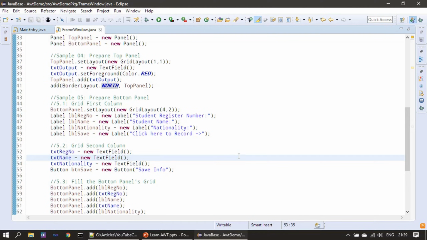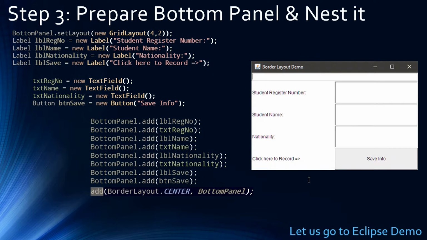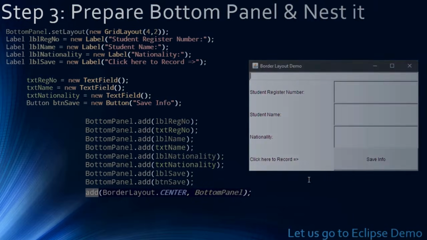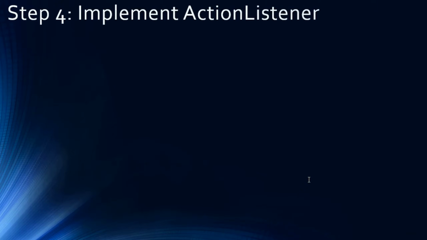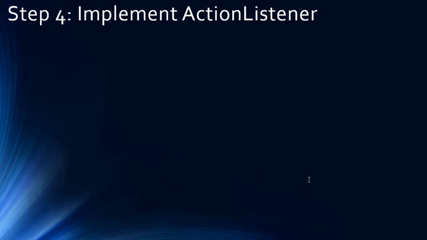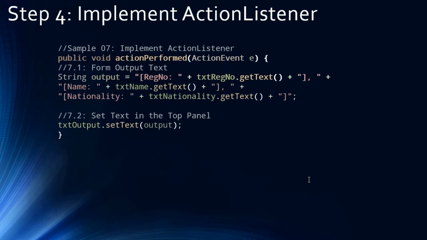Final step. So the frame window is ready. Now what we have to do: when the user clicks the save info button, we want to display the content entered inside the 3 text boxes in the top output text box. For that we need to implement an action listener. We already saw how to implement an action listener. This action listener is for the button click event.